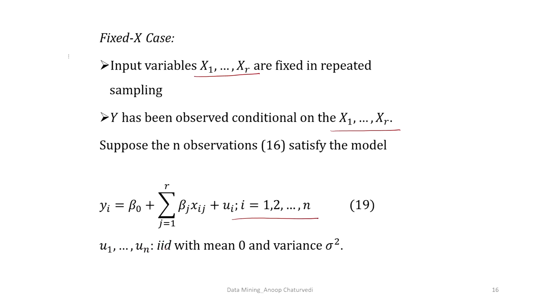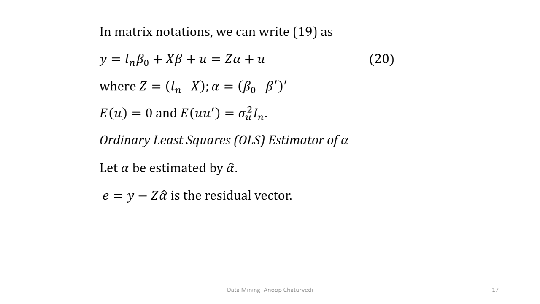Here u 1, u 2, u n are assumed to be IID, identically independently distributed with mean 0 and variance sigma square. Now, we use the matrix notations. So, we can write the model 19 in the form, say y equal to ln beta naught plus x beta plus u. And then we write z equal to ln x and alpha equal to beta naught beta transpose. So, actually alpha is beta naught beta. Further, expectation of u is 0 and expectation of u u transpose is equal to sigma square In.